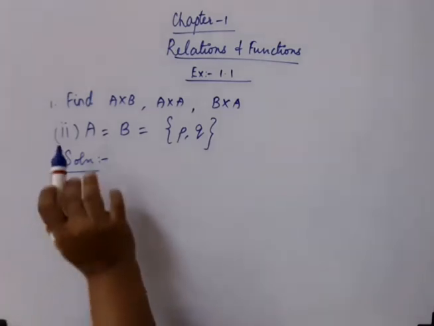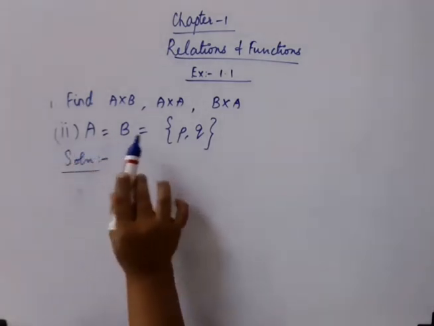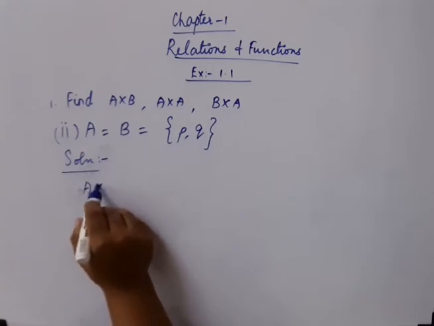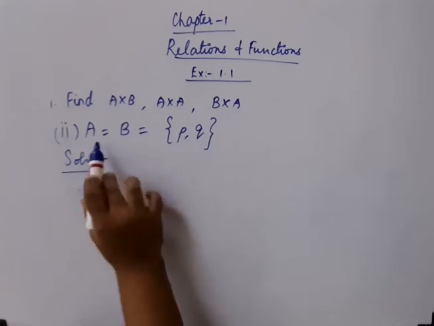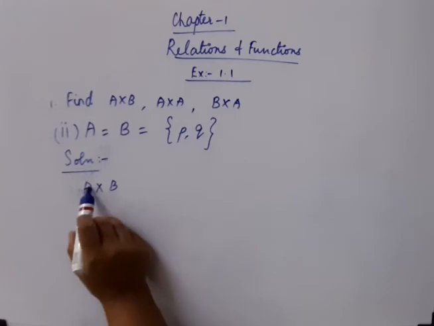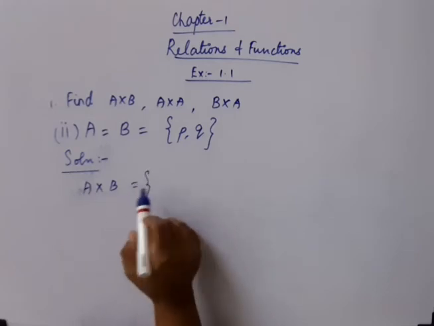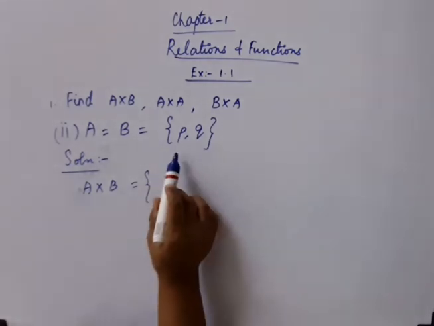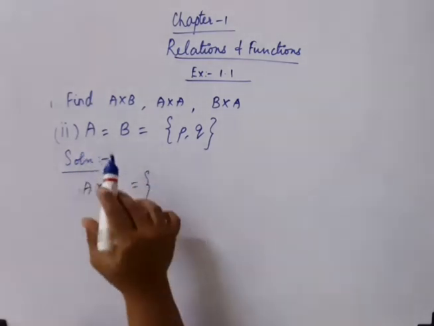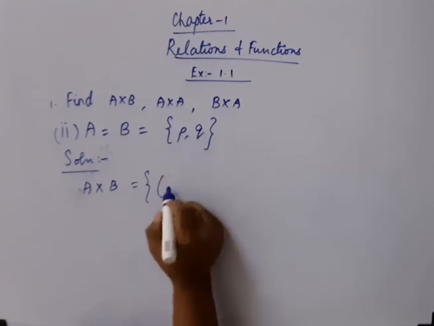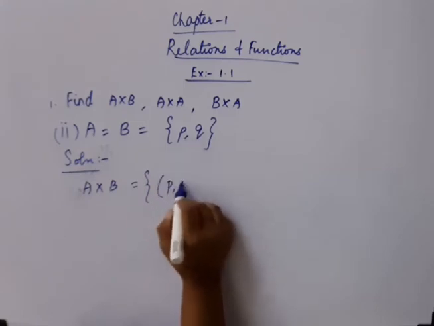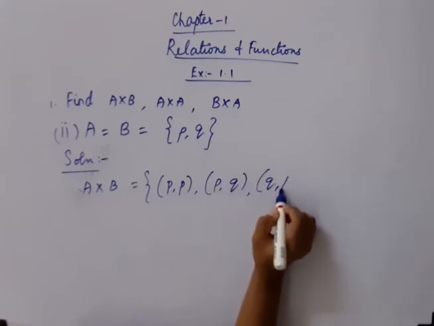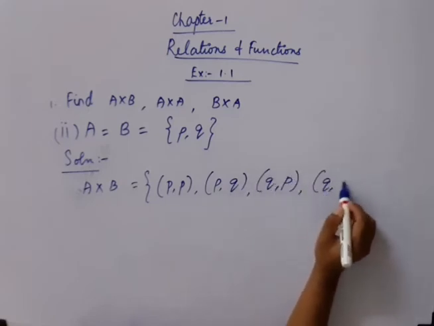The second subdivision, A is equal to B is equal to {P, Q}. We need A cross B. Here A and B are equal. So A cross B means you have to combine the set with itself since both are same. So the elements will be (P, P), (P, Q), (Q, P), (Q, Q).